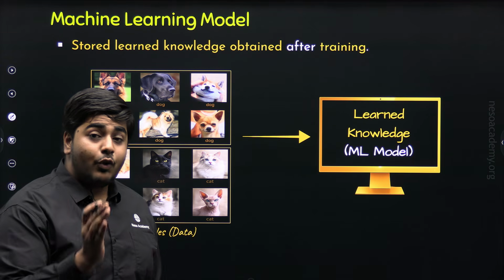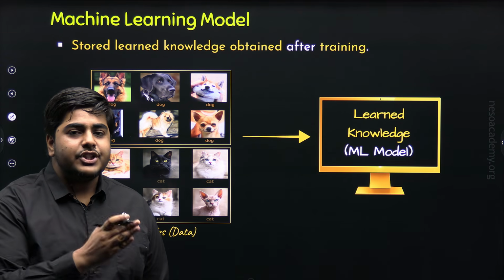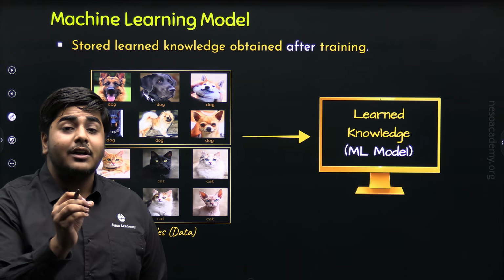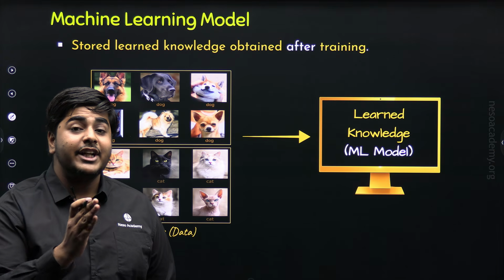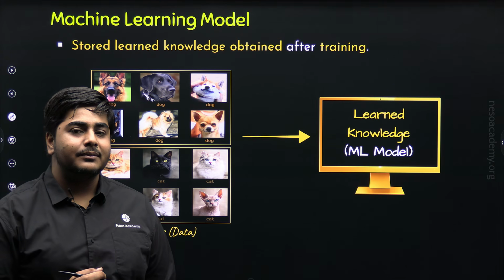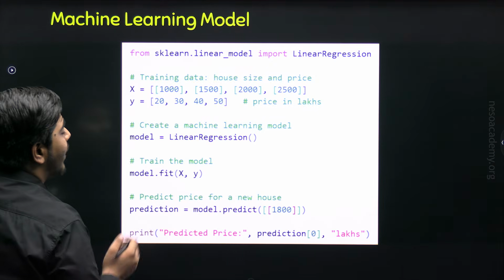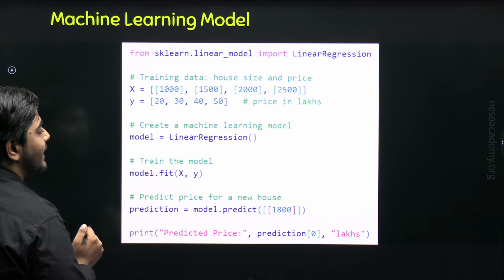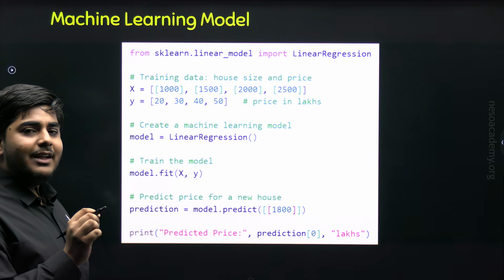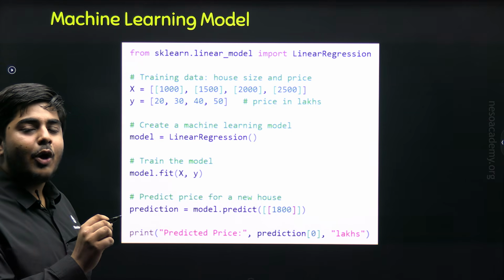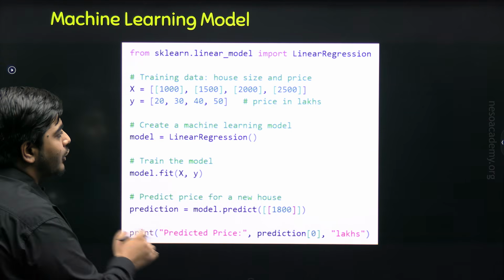Now, as I have already explained to you, a machine learning model is actually a computer program. So do you want to see how a machine learning program looks like? This is how a machine learning program looks like. Now, just by observing this code, can you tell me what is the machine learning problem considered in this particular code segment?